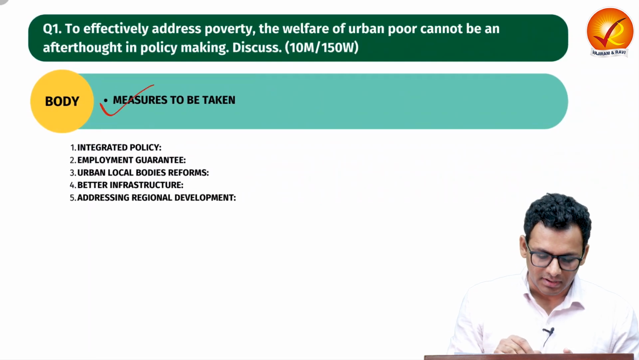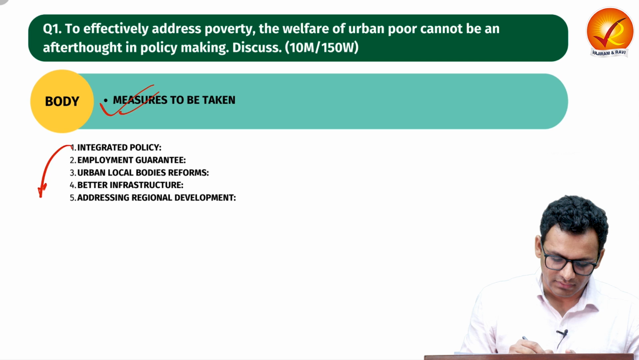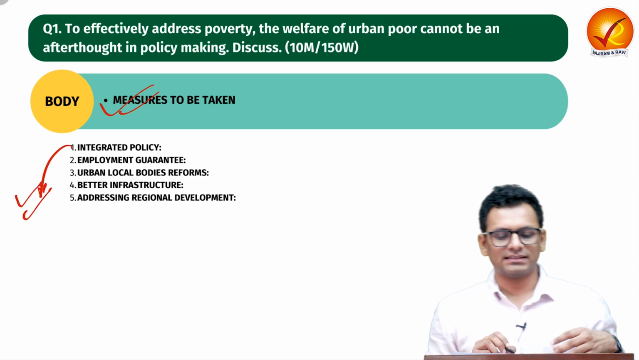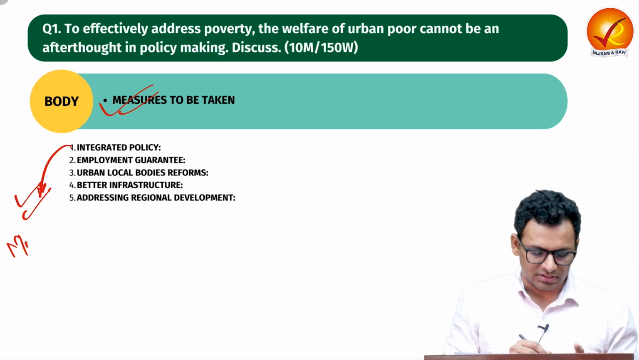Now let us see what the possible measures are to ensure we eliminate urban poverty. The very first thing we need to ensure is an integrated approach. Over here, we have seen that poverty is multidimensional.